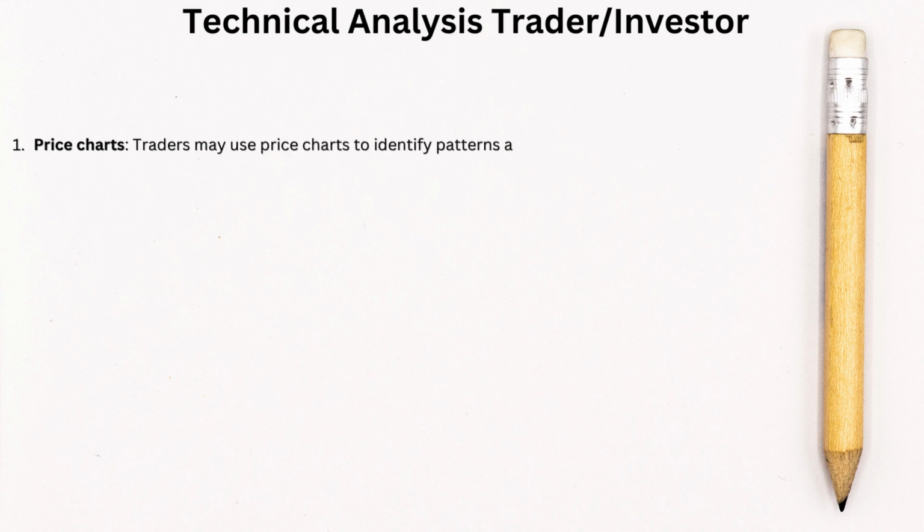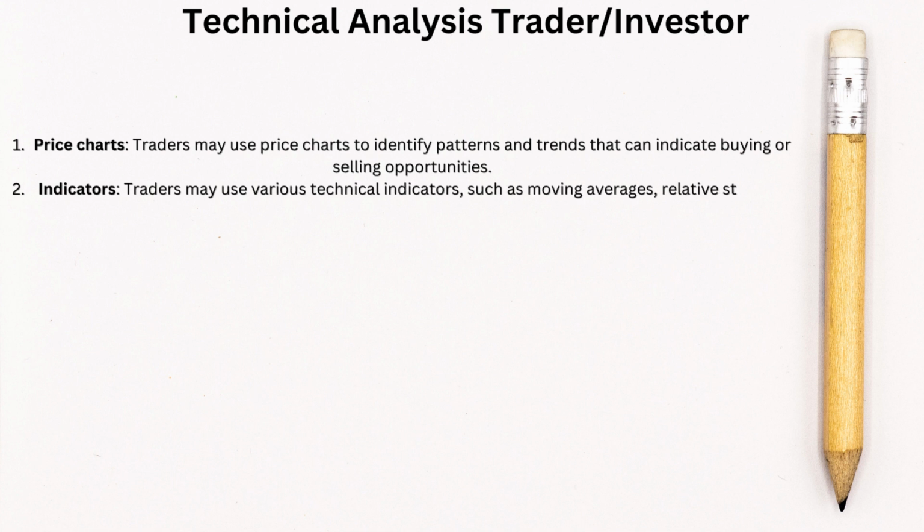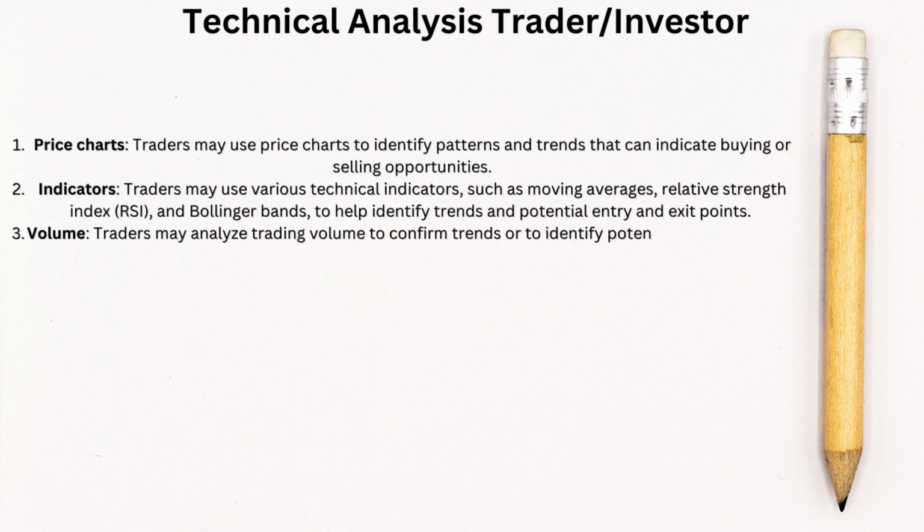Traders may use price charts to identify patterns and trends that can indicate buying or selling opportunities. Number 2, indicators. Traders may use various technical indicators such as moving averages, relative strength index or RSI, and Bollinger Bands to help identify trends and potential entry and exit points. Number 3, volume. Traders may analyze trading volume to confirm trends or to identify potential trend reversals.